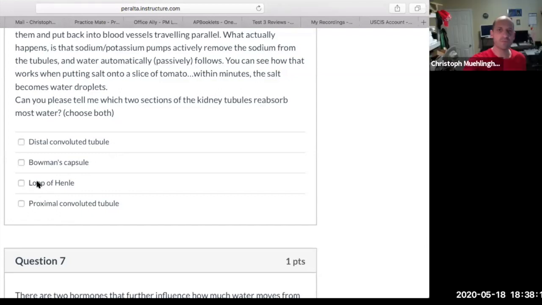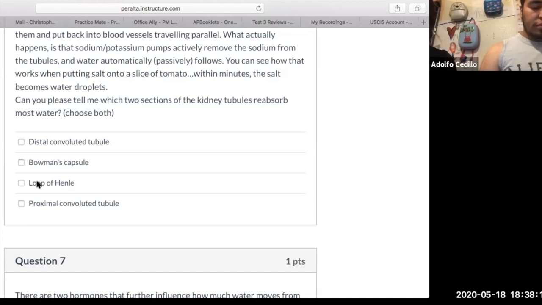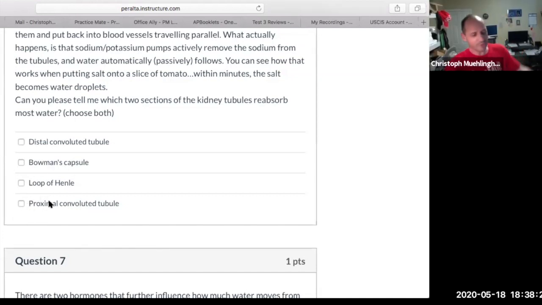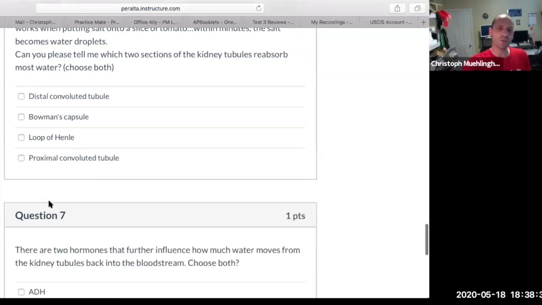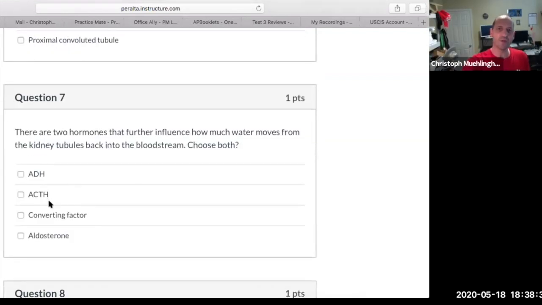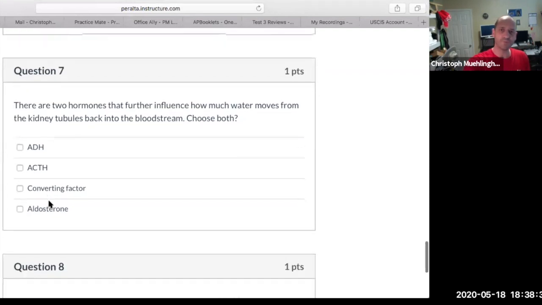Yep, and the proximal. Proximal, yes. As soon as you make the filtrate, you want to get rid of it again. That's how I remember it. Because it's basically a filtering system, right? You want to just leave behind what you want to pee out. All the water needs to go back into the blood, or most of it.